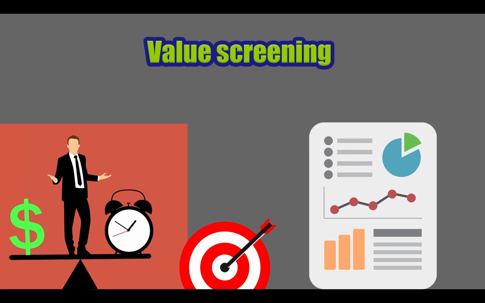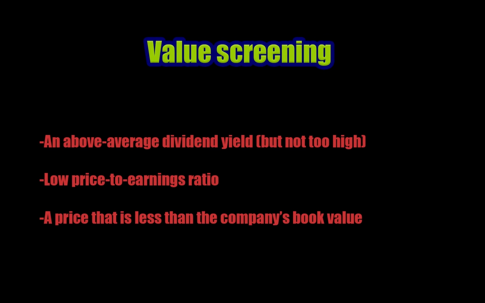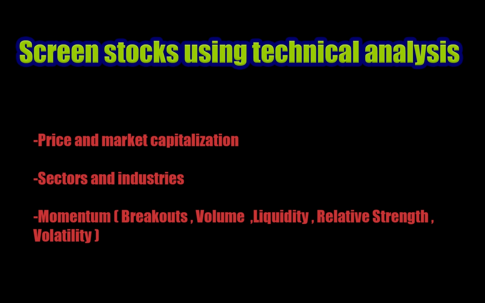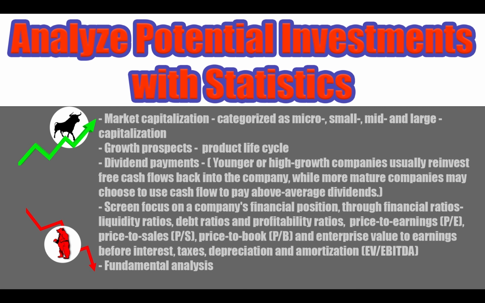Value screening. You can use several metrics when searching for value stocks, though a simple approach would be to consider those with an above-average dividend yield, but not too high, a low price-to-earnings ratio, and a price that is less than the company's book value. Screen stocks using technical analysis: price and market capitalization, sectors and industries, momentum breakouts, volume, liquidity, relative strength, volatility. Analyze potential investments with statistics: market capitalization, categorized as micro, small, mid and large capitalization, growth prospects, product life cycle.